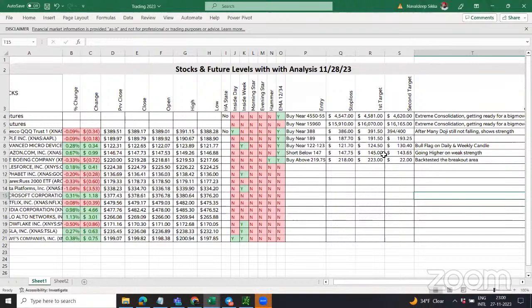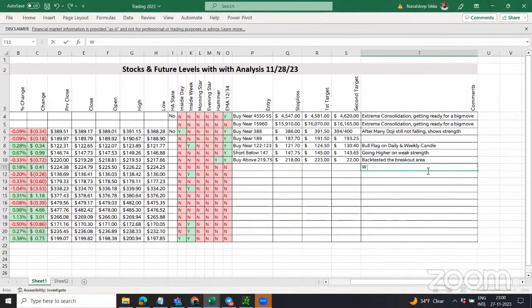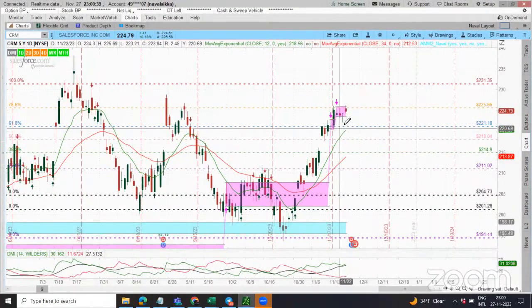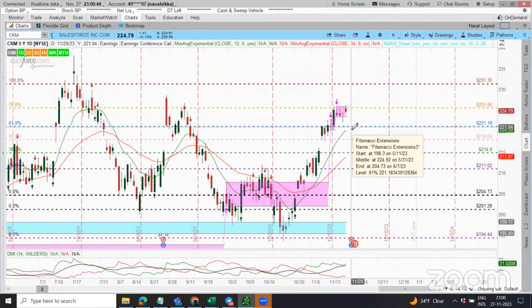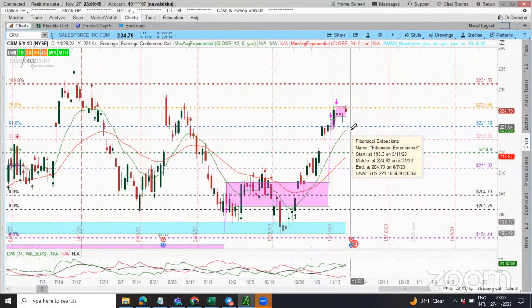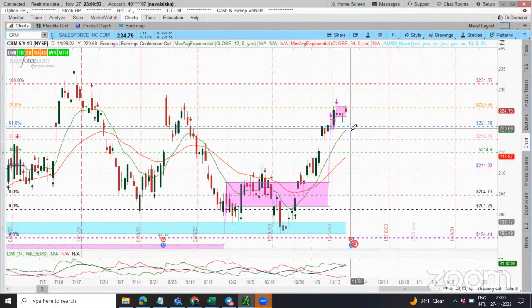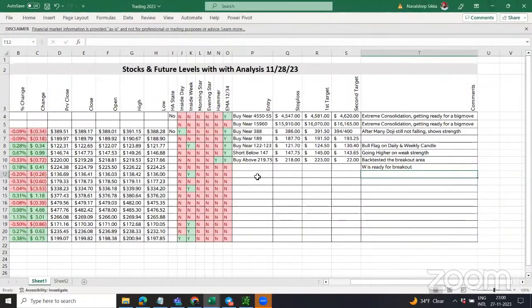The CRM is a W in the making. W is ready for breakout. And remember, in CRM, we are holding about the 61.8 Fibonacci. So unless we lose 221, I'm not in a position to say it's negative. Any opportunity to come near 221 will be an opportunity to accumulate or add. So 221 is a solid support.